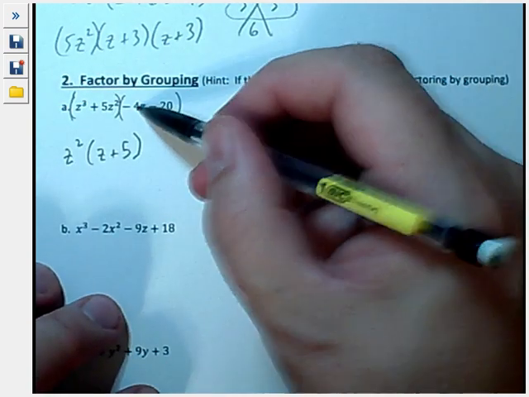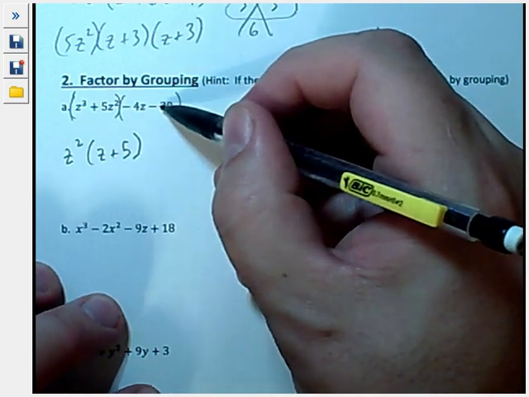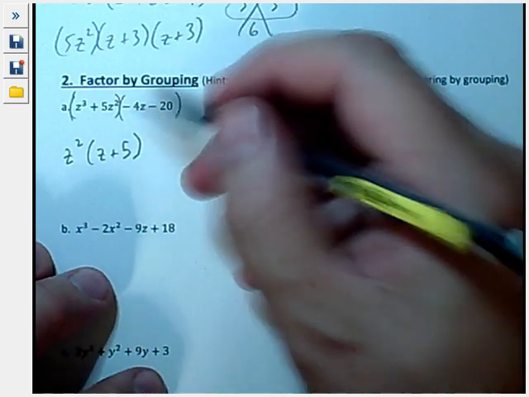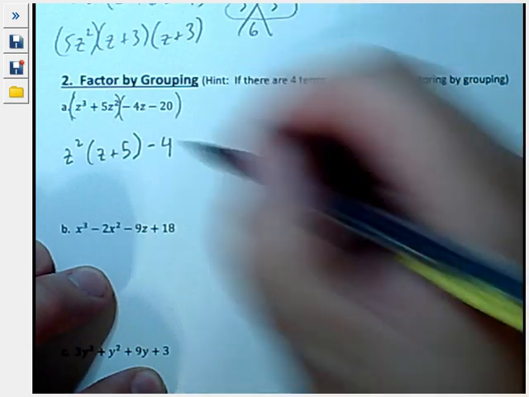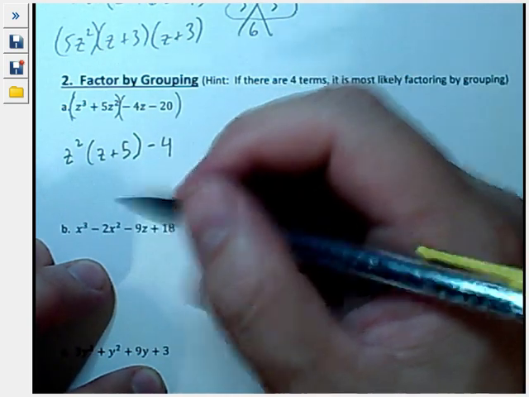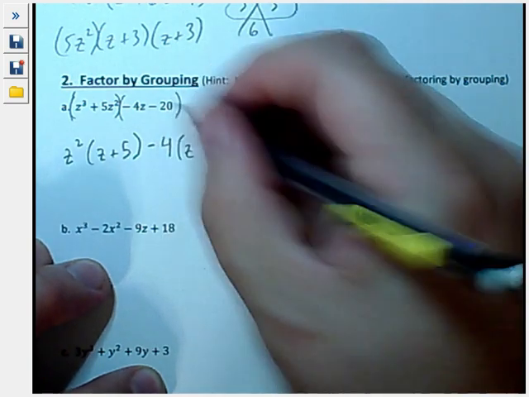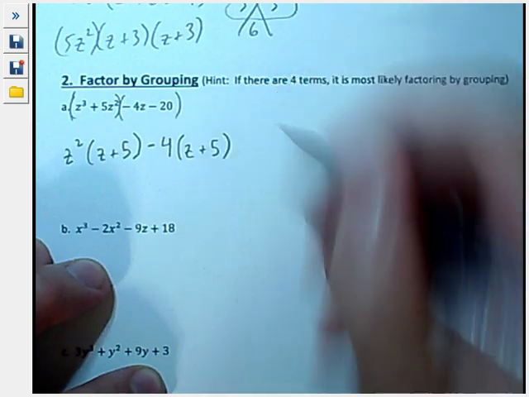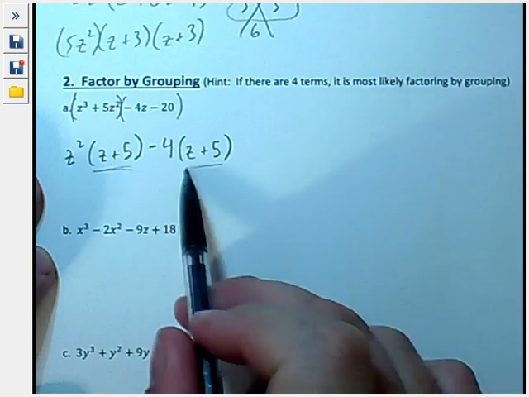Then over here, we're going to factor out whatever is greatest between negative 4z and negative 20. Since this is a negative right here, we're going to be factoring out a negative number. So we got 4 and 20. Well, negative 4 is going to go into negative 4, and negative 4 also goes into 20. So we'll factor out the negative there. That's going to leave us with z here, and then negative 20 divided by negative 4 gives us positive 5. Okay. What we see here is this one and this one match.